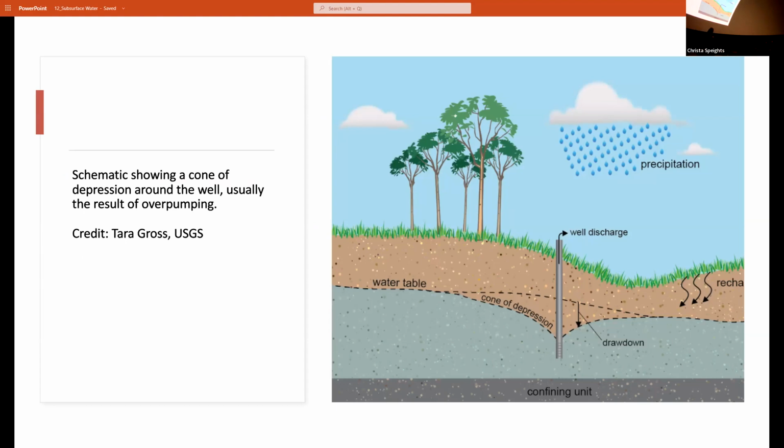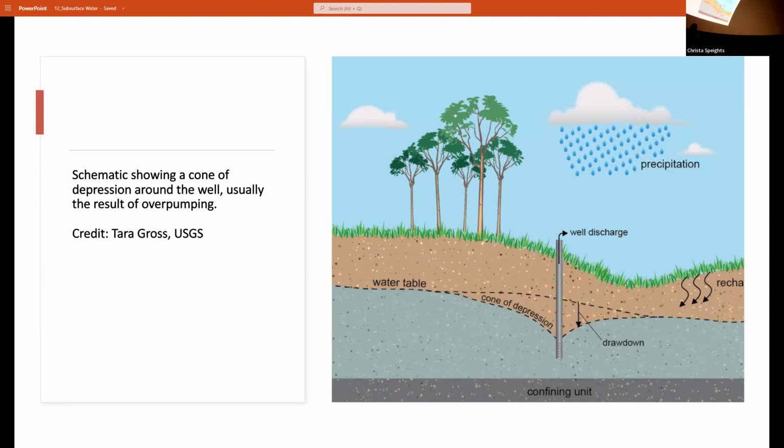So knowing how the wells behave, here we're just looking at an unconfined aquifer. There is a confining unit, but we're not looking at any aquifers that might be under it. We're just looking at this water table aquifer that's sitting right here. So we have our vadose zone up here, and below the water table, we have our phreatic zone.